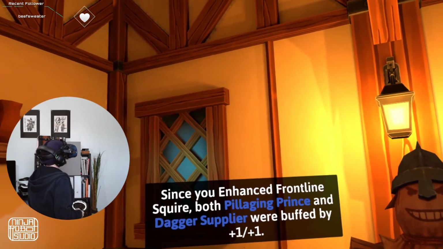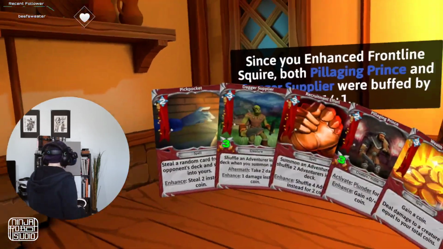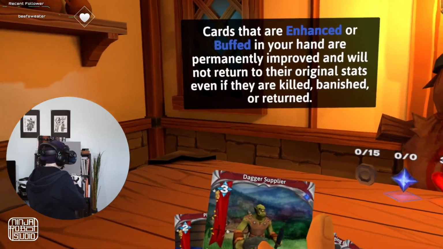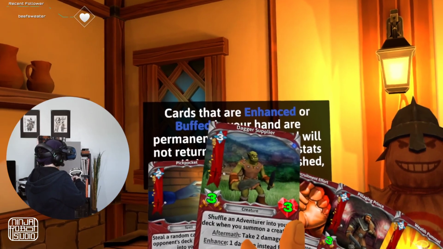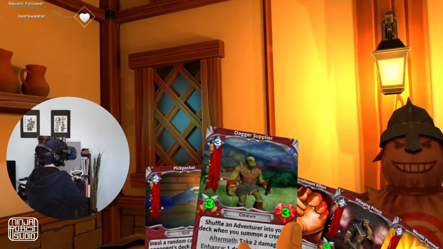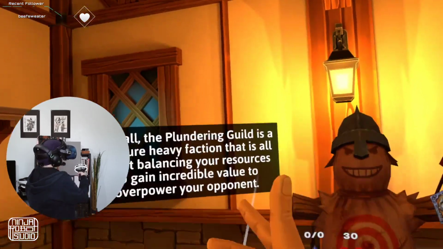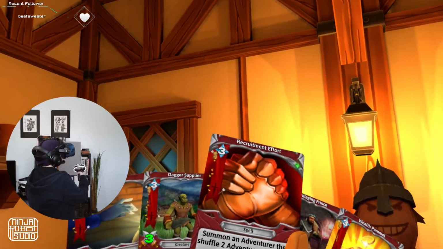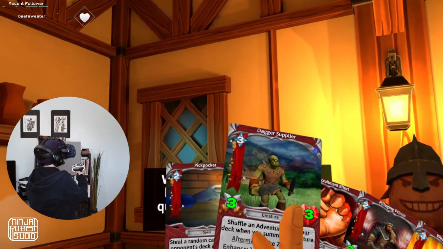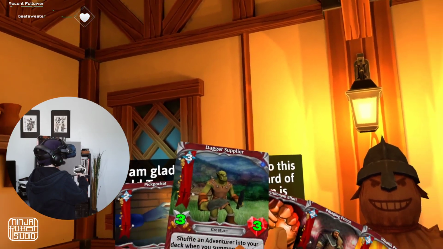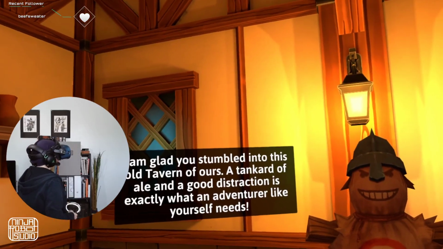Since you enhanced Frontline Squire, both Pillaging Prince and the Dagger Supplier were buffed by +1 attack and +1 defense. Cards that are enhanced or buffed in your hand are permanently improved and will not return to their original stats even if they are killed, banished, or returned. Overall, the Plundering Guild is a creature-heavy faction that is all about balancing your resources to gain incredible value to overpower your opponent. Well, I've taught you all I know. If you have any other questions, feel free to ask your fellow adventurers. I am glad that you stumbled into this old tavern of ours. A tankard of ale and a good distraction is exactly what an adventurer like yourself needs.